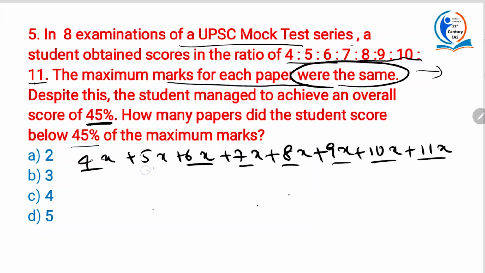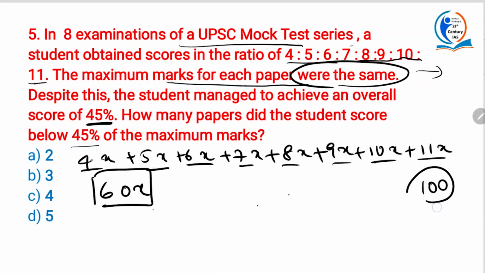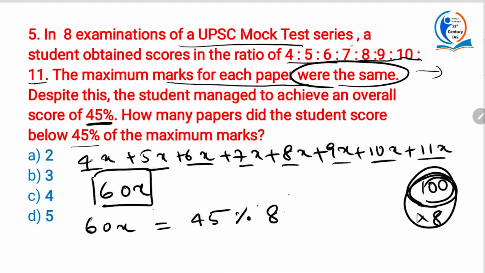55x plus 5x is 60x. So the total score is 60x. The maximum marks for each paper were the same. Let us assume the maximum marks for each paper to be 100. That means 60x is equal to 45% of 100 marks into 8, because 8 papers are there. So 800. Percentage and 2 zeros are gone.